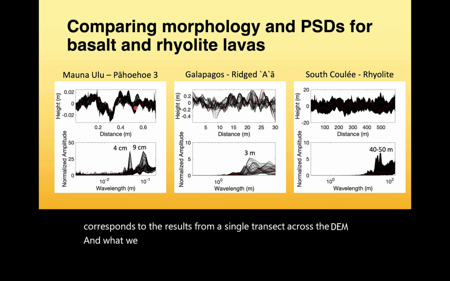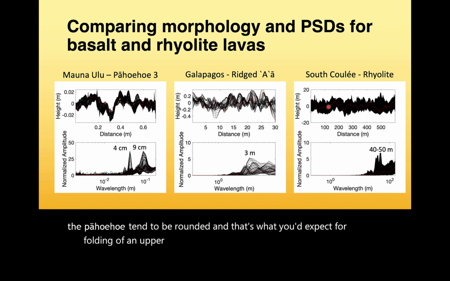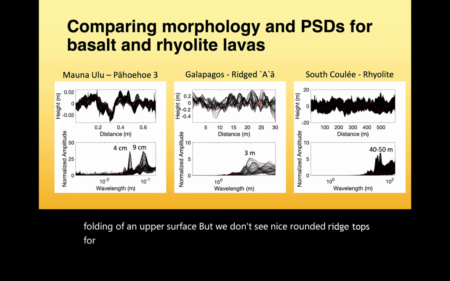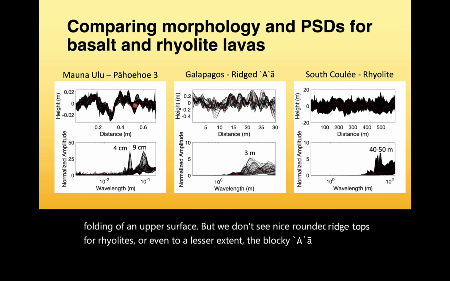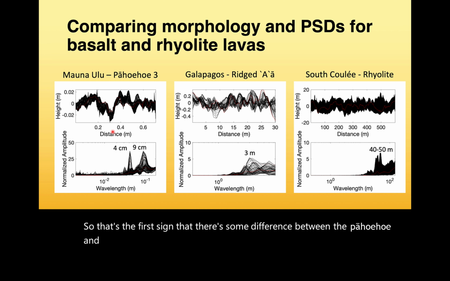And what we can see first in the topography is that the ridges of the Pohoihoi tend to be rounded, and that's what you'd expect for folding of an upper surface. But we don't see nice rounded ridge tops for rhyolites, or even to a lesser extent the blocky basalts. So that's the first sign that there's some difference between the Pohoihoi and the blocky lavas.